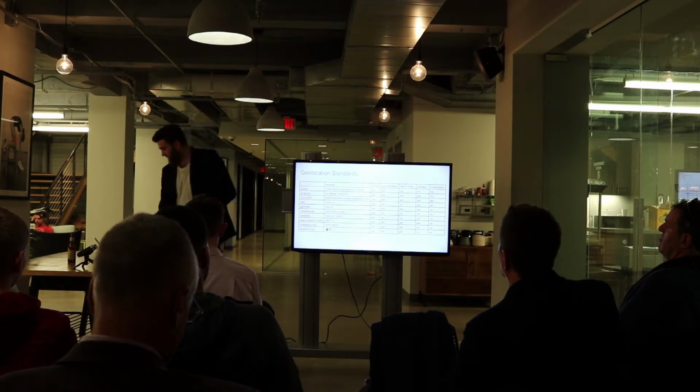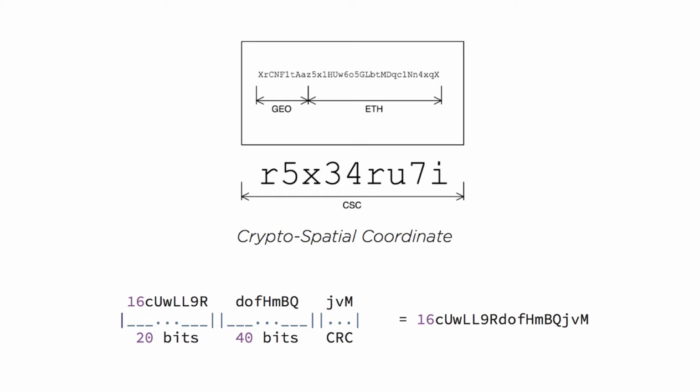So what we came up with is something called a crypto-spatial coordinate. This is taking an existing location encoding standard called a geohash, which can take anything up to a 1 square meter or not and give it a very short address. And we provide a way for any smart contract address to make a claim to a geohash, and out of that get a unique identifier called a crypto-spatial coordinate.